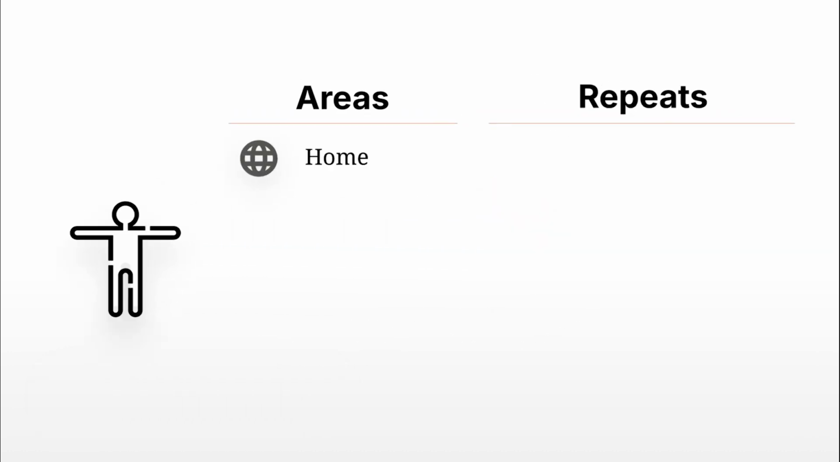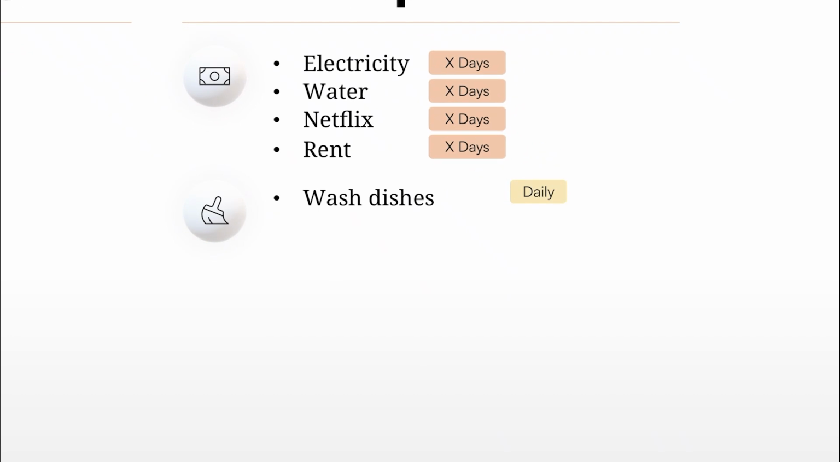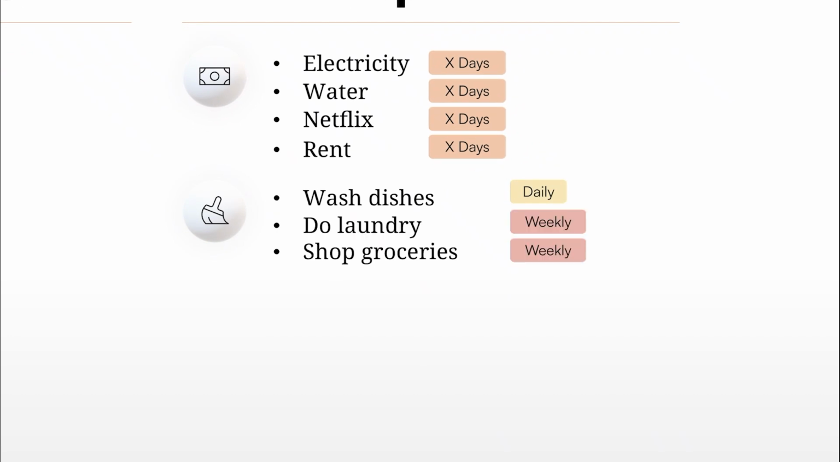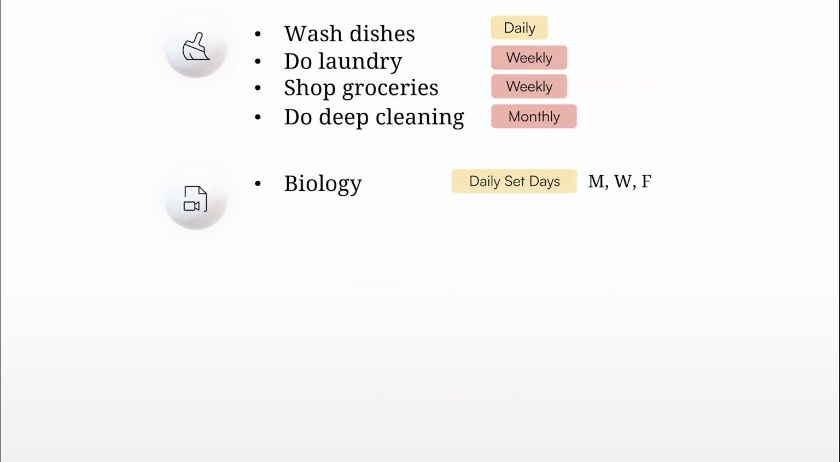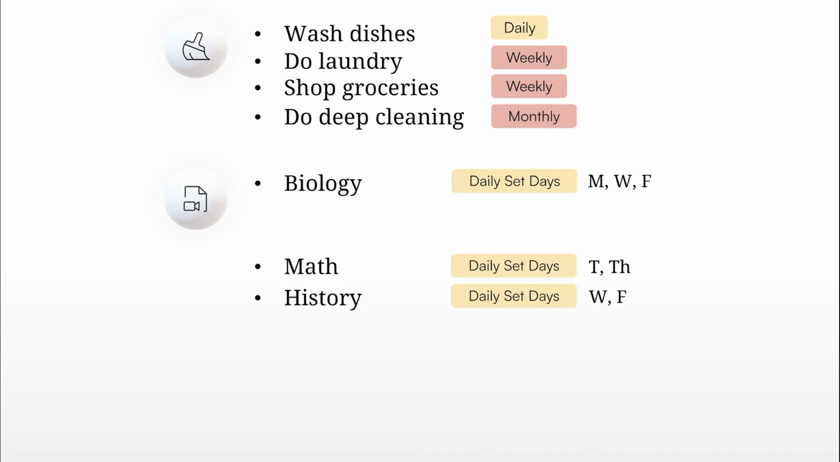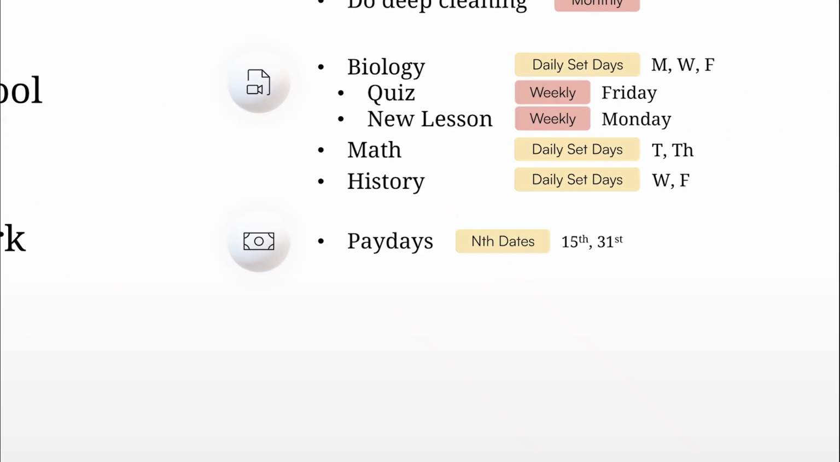For home, we pay bills and subscriptions based on a billing cycle: electricity, water, Netflix, and rent. We wash dishes daily, do laundry weekly, shop groceries weekly, and do deep cleaning monthly. For school, our classes repeat on set days: biology on MWF, math on TTH, history on WF. And each class can have different repeating activity types: quizzes on Fridays, new lessons on Mondays. For work, our paydays repeat on every 15th and last days of the month.